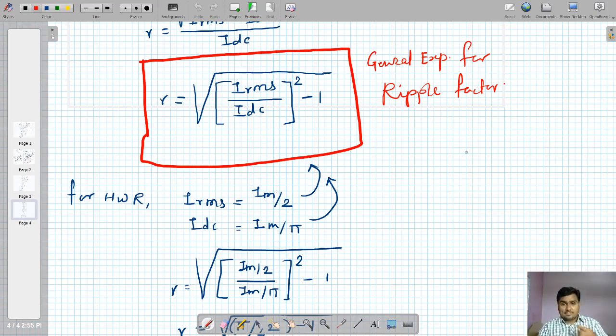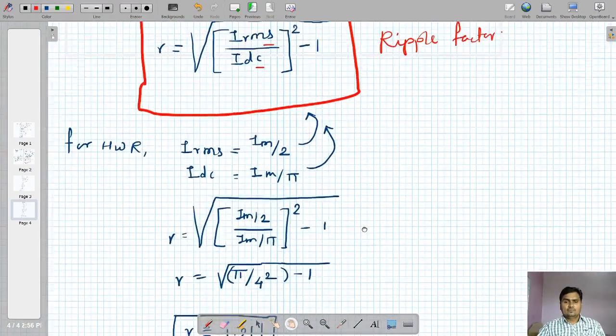Now what is the expression? The expression is the square root of (RMS value divided by average value) squared minus 1. If you want to calculate ripple factor for the half wave rectifier, you put the values of IRMS and IDC for the half wave rectifier in the equation. If you want to calculate ripple factor for the full wave rectifier, take the values of IRMS and IDC for the full wave rectifier and put them in the equation, and you will get the ripple factor for the full wave rectifier. Now let's calculate the ripple factor for the full wave rectifier.